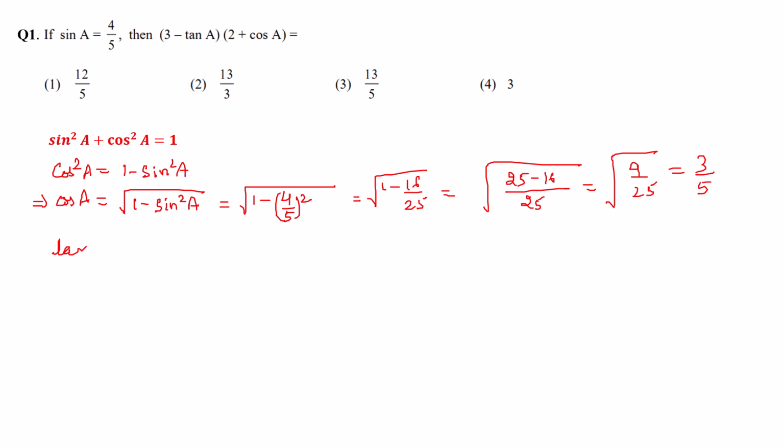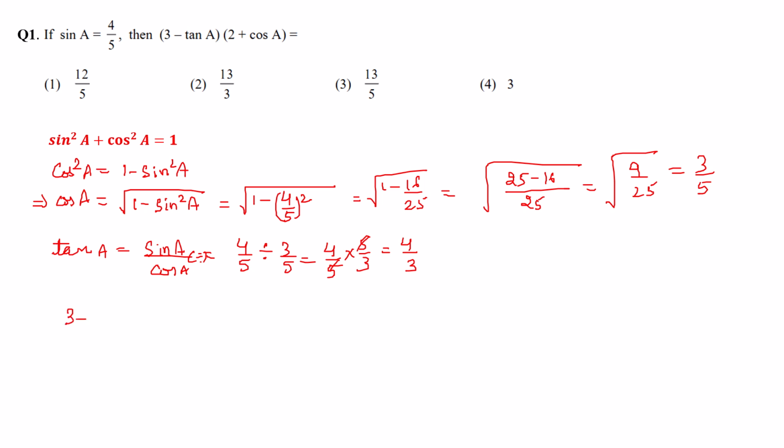Now let's find tan A. So tan A is sin A by cos A. Now sin A value is 4 by 5, divided by cos A, which is 3 by 5. I am using the division symbol here; this means division, isn't it? Now solve it. 4 by 5 into 5 by 3. So 5 and 5 cancel. It is 4 by 3. So tan A value is 4 by 3.